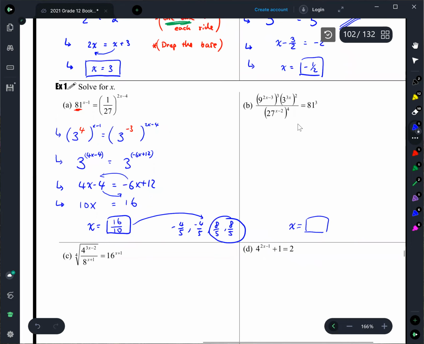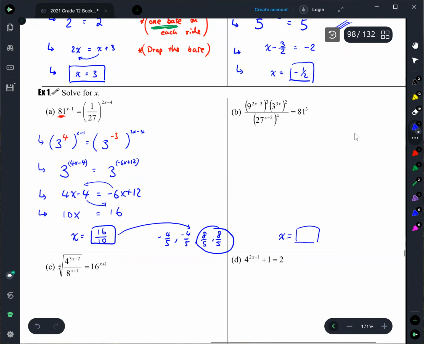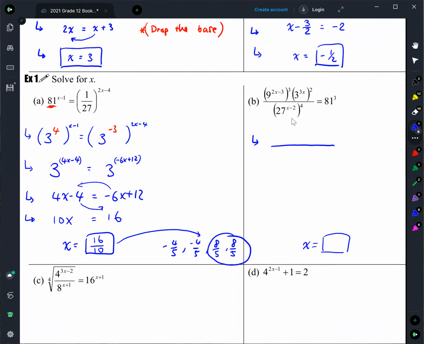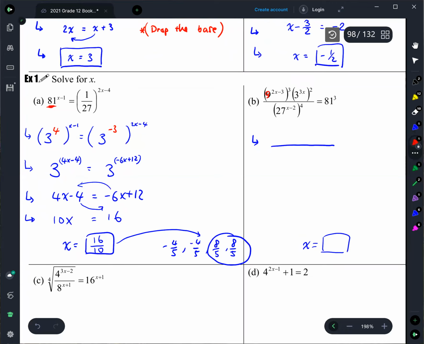Okay, question B. Maybe some of you already started. So for this one, the 9, the 3, 27, 81, okay? We all know the base has to be 3. And it has quite a few exponents, right? Quite a lot of exponents. So for the 9, and the 3, and the 27, and 81. Okay, those 4 bases you need to change.